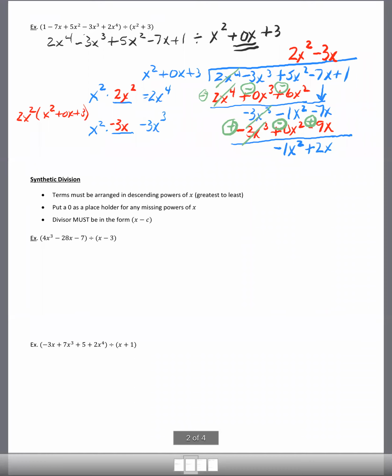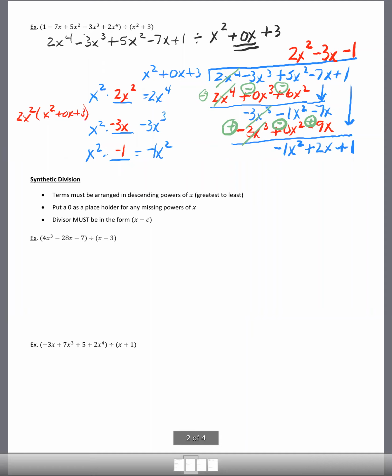And we happen to have another term. We'll bring him down. All right, you're almost finished. When you bring your last term down, that means you're on your last multiplication to do for us. So we have an x squared in the divisor. What can we times him by to get negative 1x squared? And in our case, all we need is a factor of negative 1. I'll take that negative 1, put him up here in the quotient.